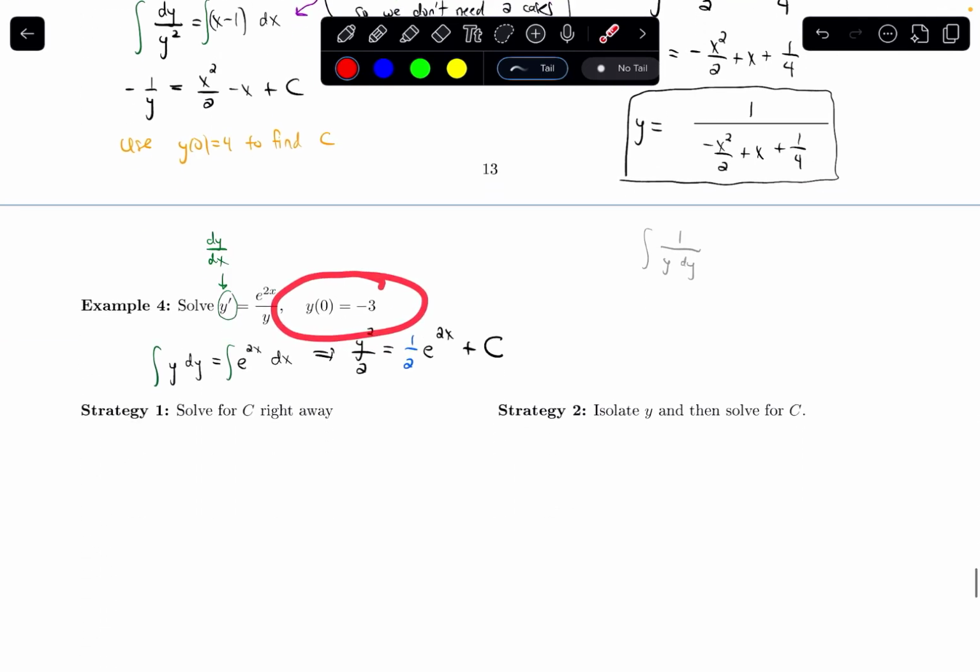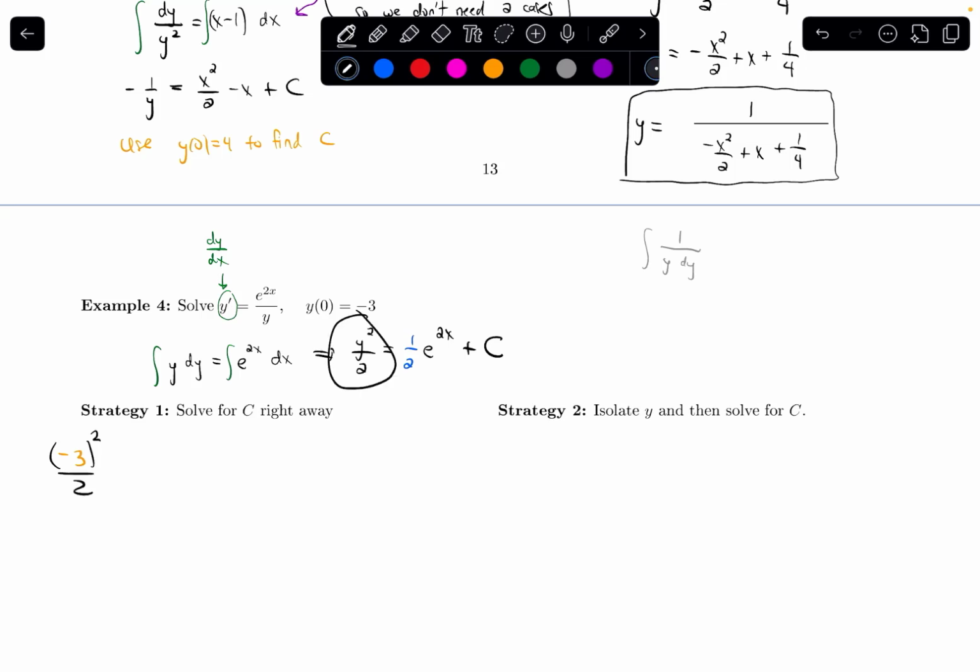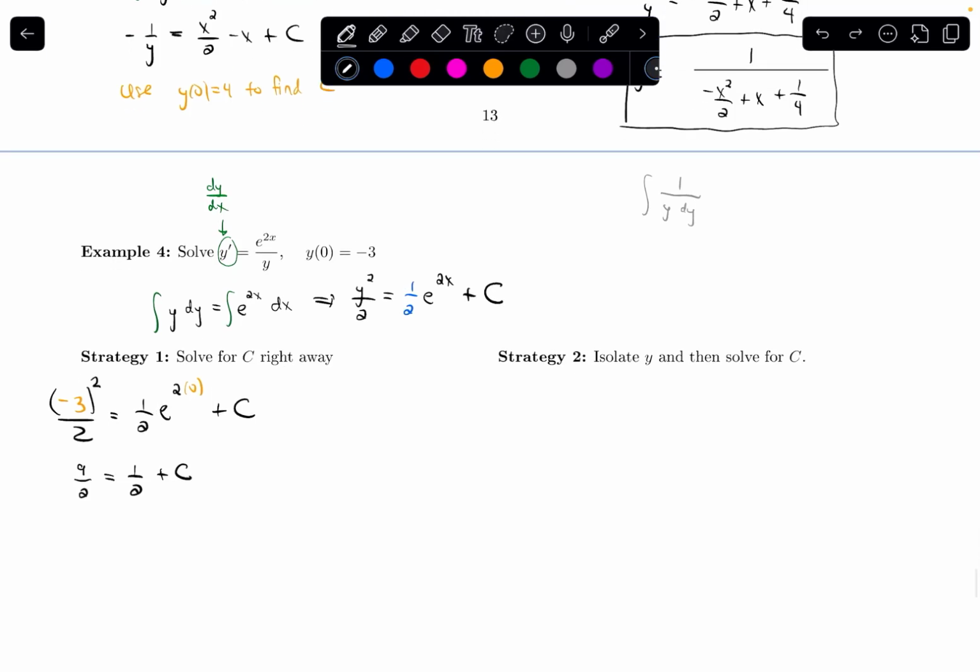If I plug that in, we're going to get negative 3 is the value of y, so y squared over 2 is 9/2. On the right, I'll get 1/2 e to the 2 times 0, and then plus c. Nice. If we simplify this, we get 9/2 equals 1/2 plus c, because e to the 0 is 1. And rearranging this, I get 4 equals c.